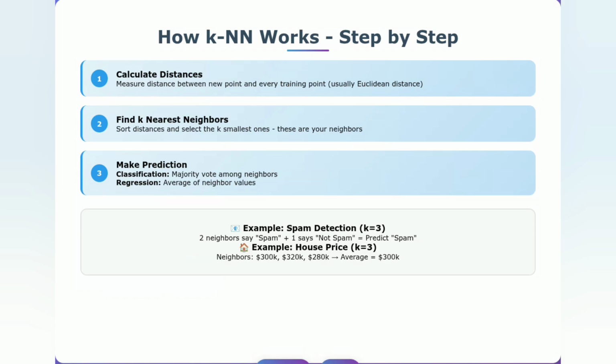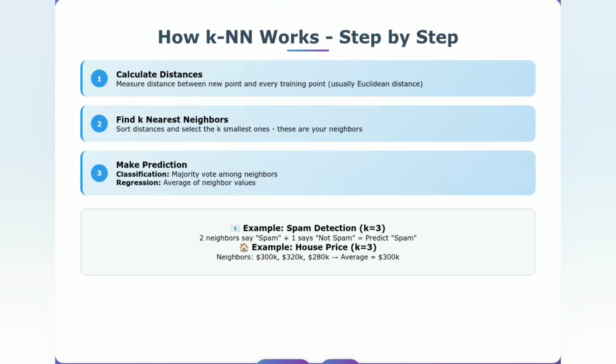Let me walk you through exactly how KNN makes a prediction. Step 1. Calculate distances. When we get a new data point, we calculate the distance between this point and every single point in our training dataset. The most common distance metric is Euclidean distance. Basically the straight line distance between 2 points. Step 2. Find the K nearest neighbors. We sort all these distances and pick the K smallest ones. These are our nearest neighbors.